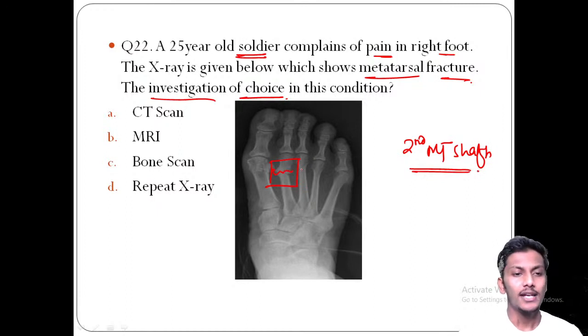So what is the investigation of choice? Any answers for this? So just tell me, what is the investigation of choice for this kind of a fracture? Is it CT, is it MRI, is it bone scan, or we need to repeat an X-ray?